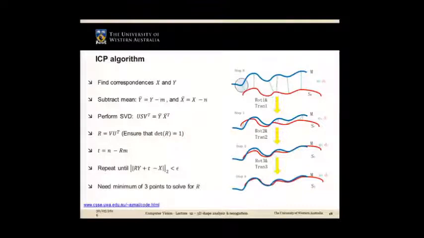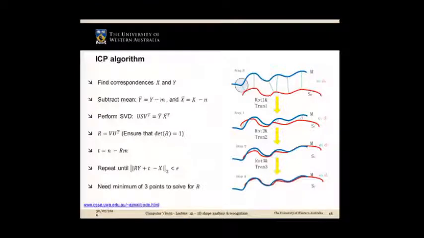So find correspondences. So how does this algorithm work? You find correspondences between X and Y, and then you subtract the mean of Y from Y and the mean of X from X, that means you're relocating or centering your data on its mean. You're centering your X and Y on its mean, right? That gives you X bar and Y bar.